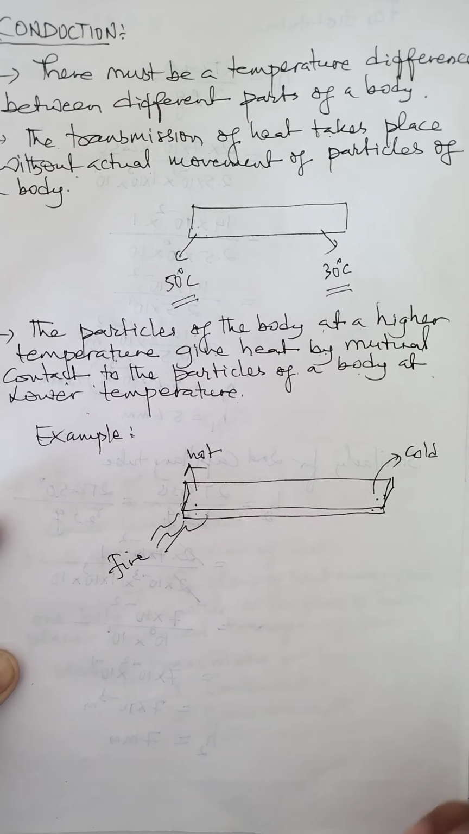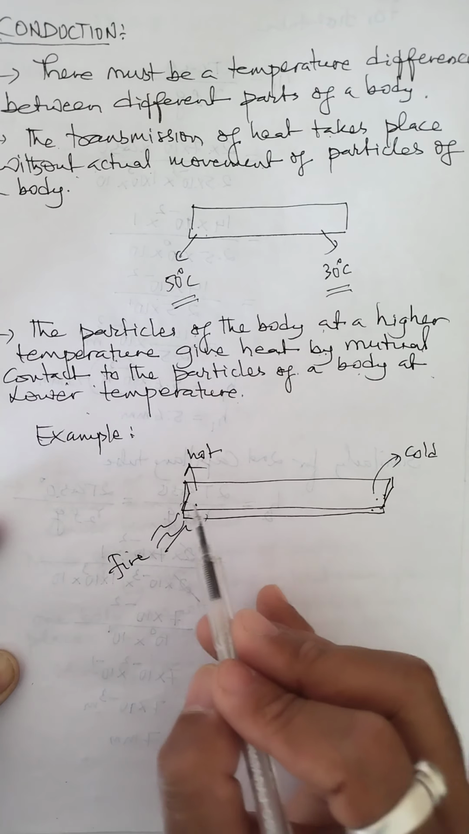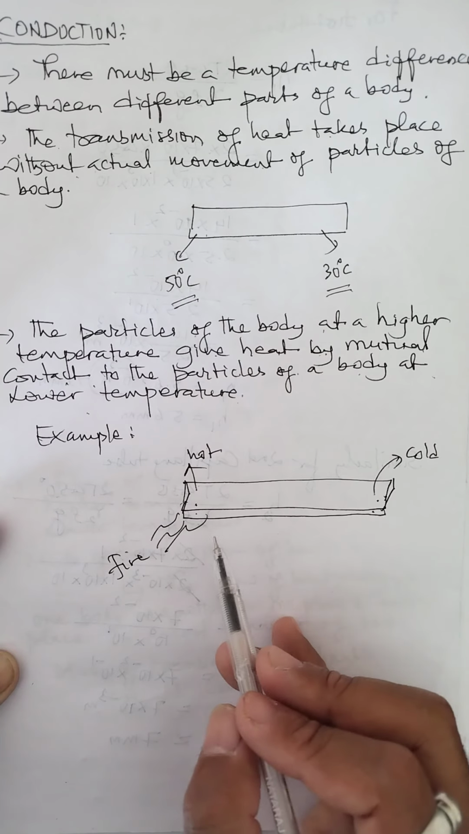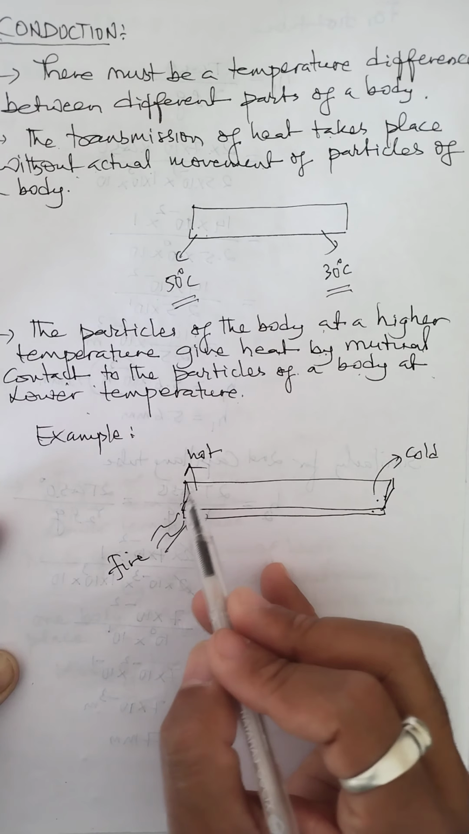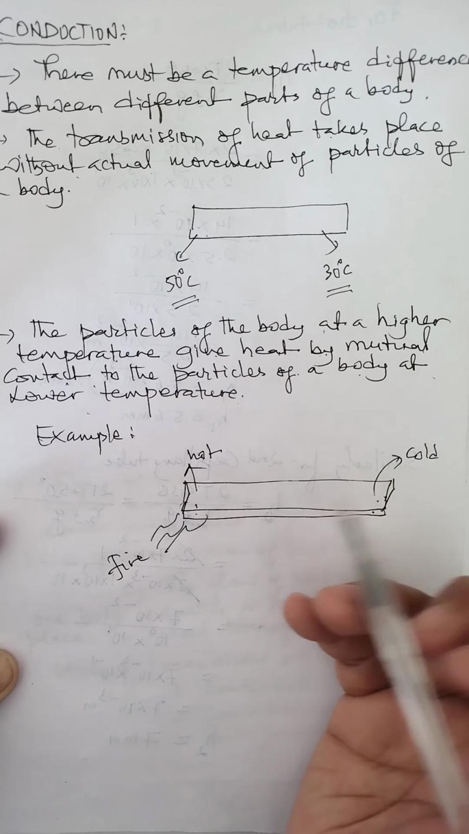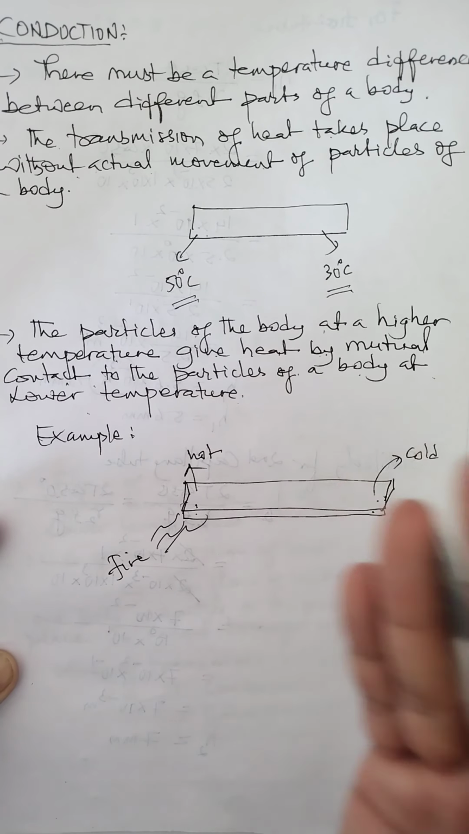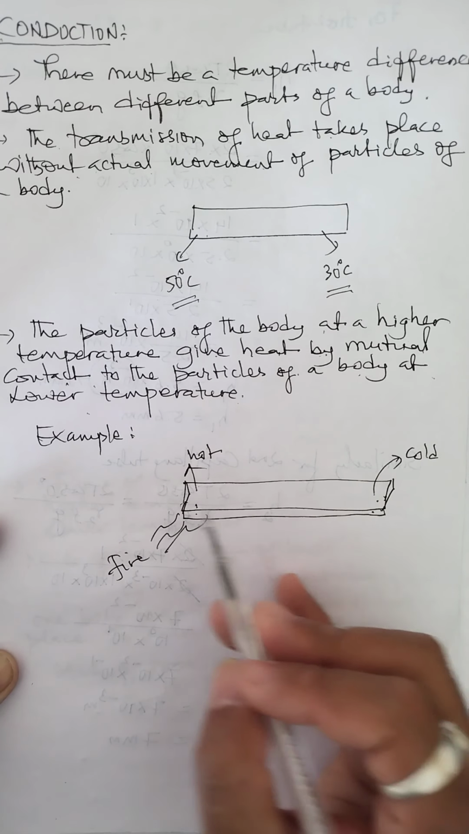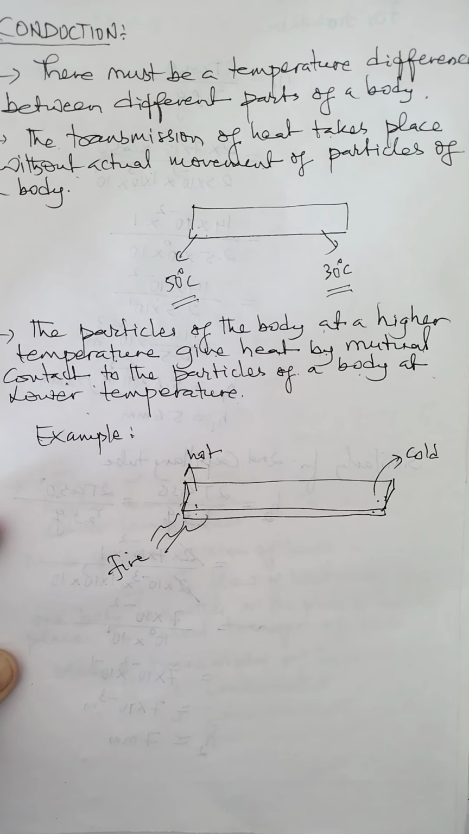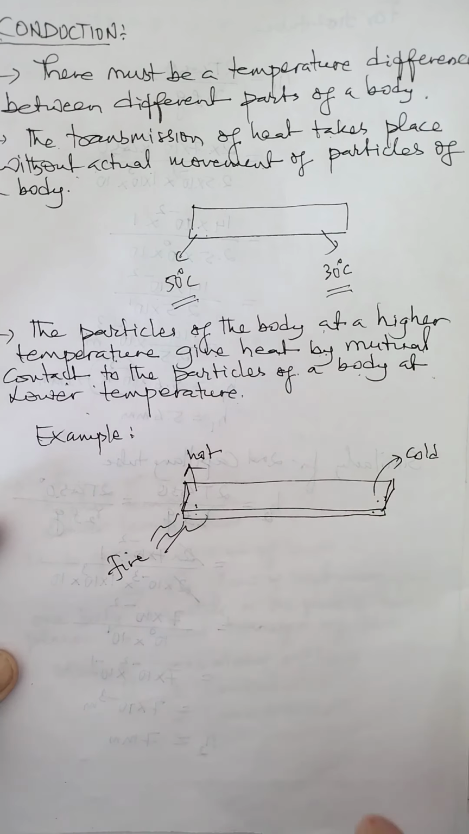Now how can you say that this end also becomes hot? Because when you touch it with your finger, you feel the sensation of hotness. This happens due to the process called conduction, in which heat transmission takes place from the particles of this end, and these particles transfer heat by mutual contact with the particles of the nearby end, so it keeps on transferring heat energy from one end to what end? The other end. That's why the heat transmission in a metallic bar is by what? Conduction.